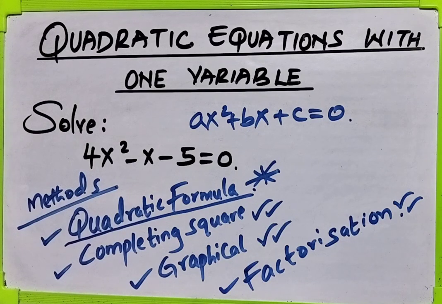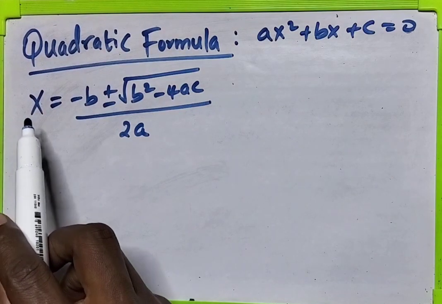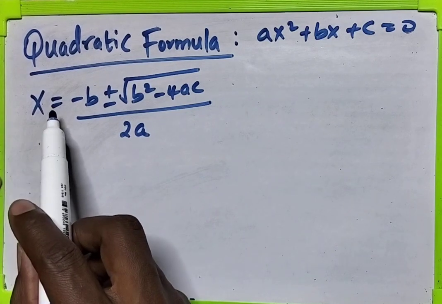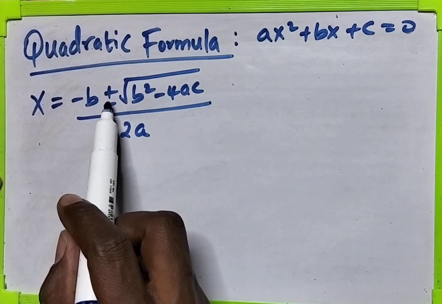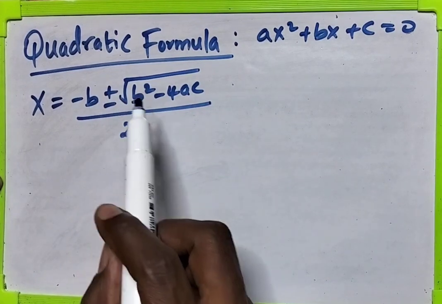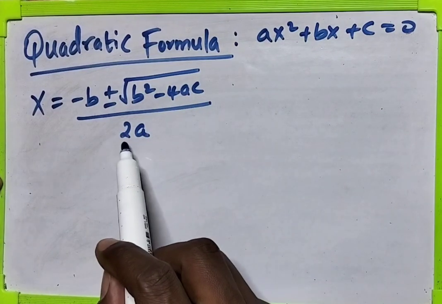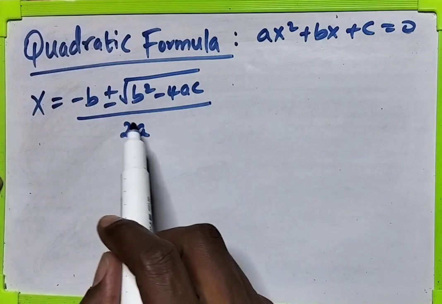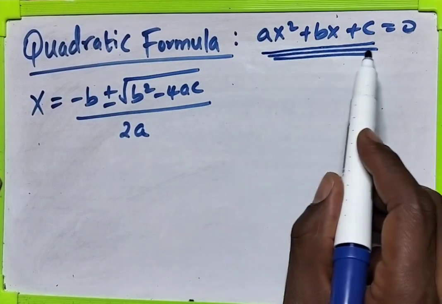Solution. And now by quadratic formula. If you're looking for the value of x, we will say x is equals to -b plus or minus the square root of b squared minus 4ac all over 2a. And these a, b, and c are gotten from the quadratic equation that you have.